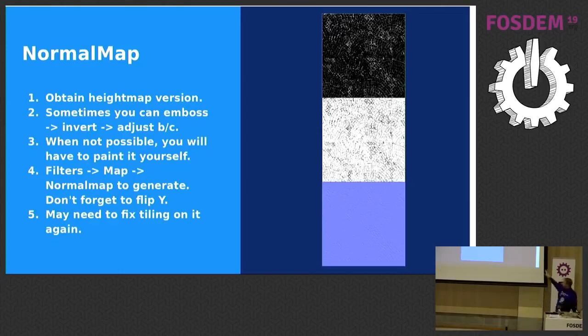Some effects may break the tiling. You can fix it again with what you have just learned. Embossing may work for creating a height map. You can see on top the embossing of the original texture. You can use it to create a height map, kind of.